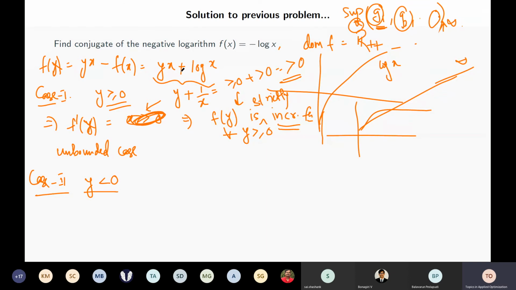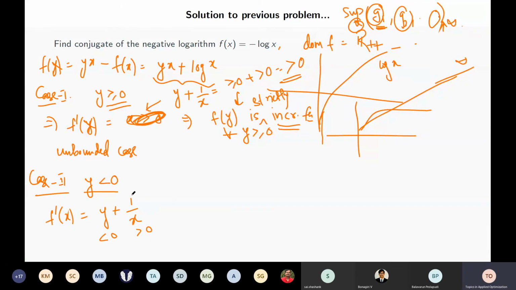Now y less than 0, let us see. Derivative with respect to x, right? So f prime of x, I see this as a function of x. The derivative with respect to x is again like before, it is y plus 1 by x. Now y is less than 0. This is a tricky case. Now y is less than 0 and this is greater than 0. Not conclusive. We cannot claim that it is strictly decreasing or increasing.